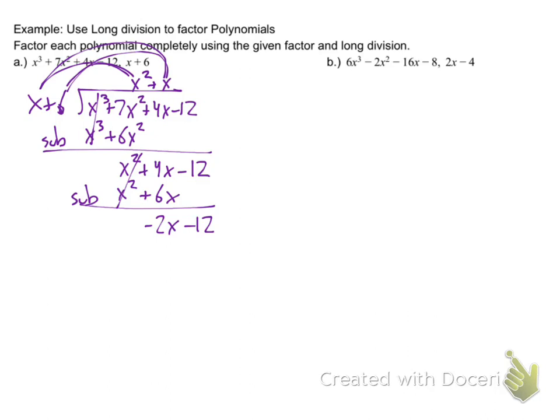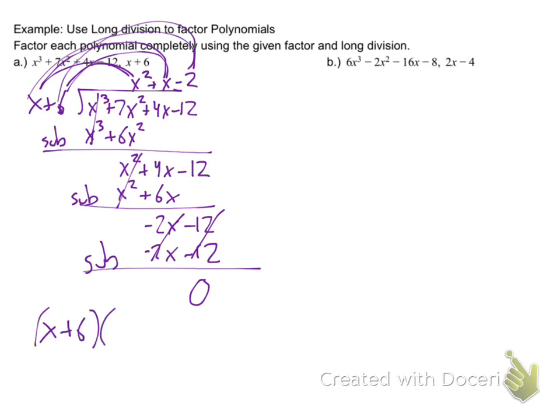Can I make an x a negative 2x? Multiply it by? Negative 2. What's negative 2 times x? What's negative 2 times 6? What happens when I subtract a negative 2x from negative 2x? Negative 12 minus a negative 12? So your remainder is? Now, wait a minute. The remainder is 0. That means that x plus 6 is a factor of x cubed plus 7x squared plus 4x minus 12.